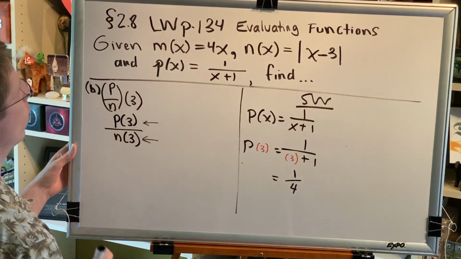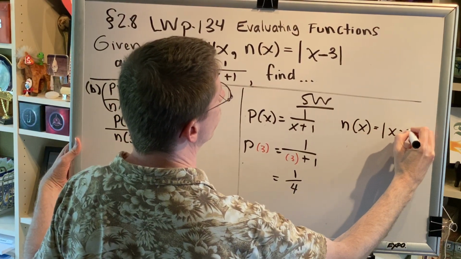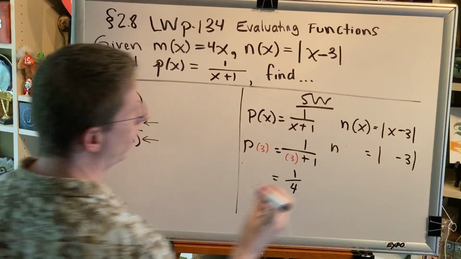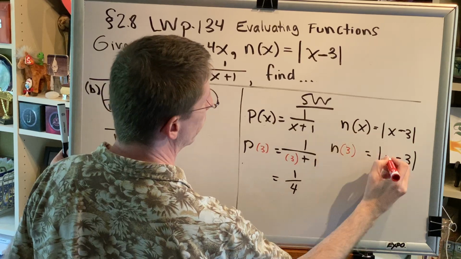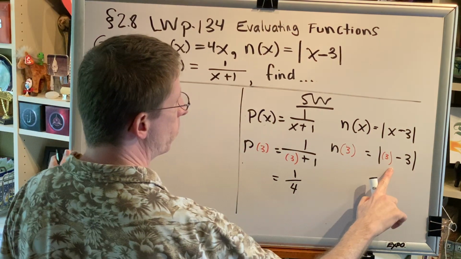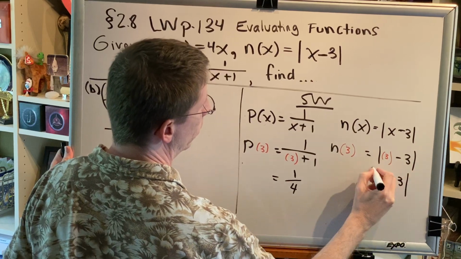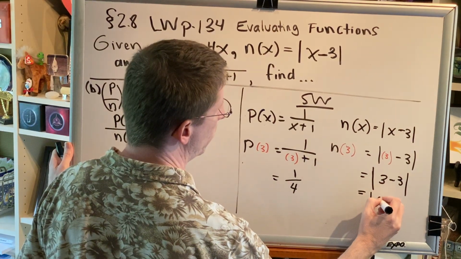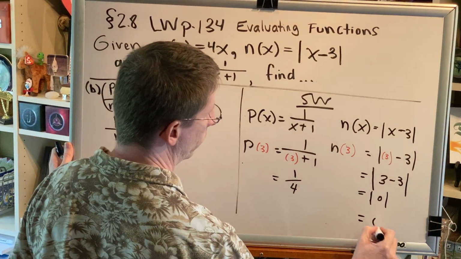Now we'll move on to n of 3. n of x is equal to the absolute value of x minus 3. So if I want to find what n of 3 is, I just have to replace all of my x's with 3. Okay, these parentheses are unnecessary for the reasons stated previously. So I have the absolute value of 3 subtract 3. Work inside the absolute value bars first. So this gives me the absolute value of 0, which equals 0.